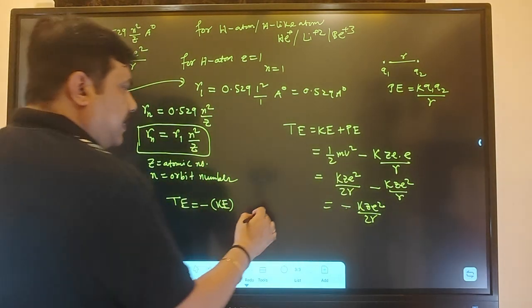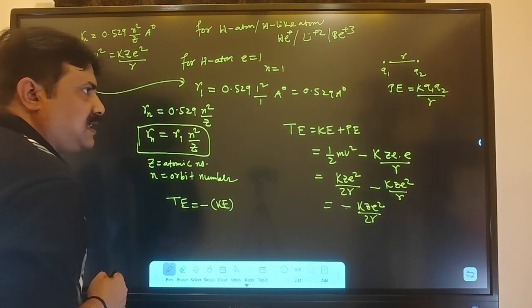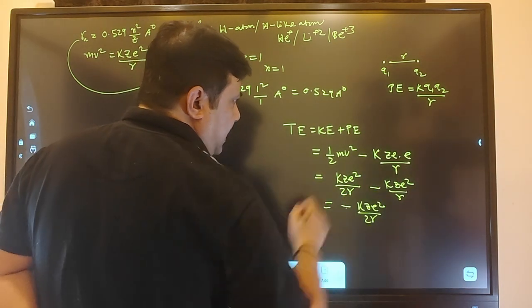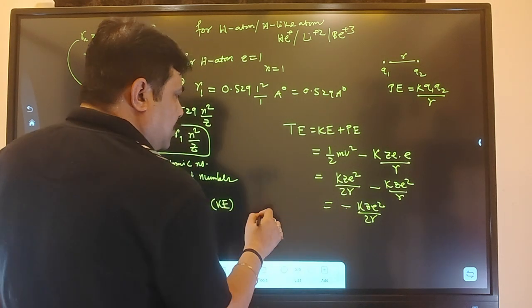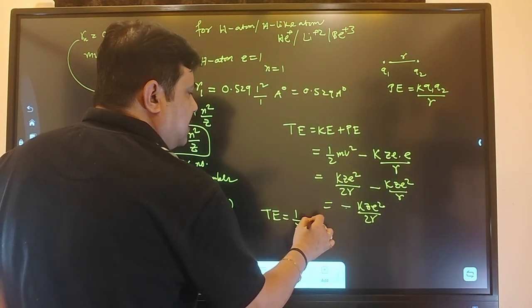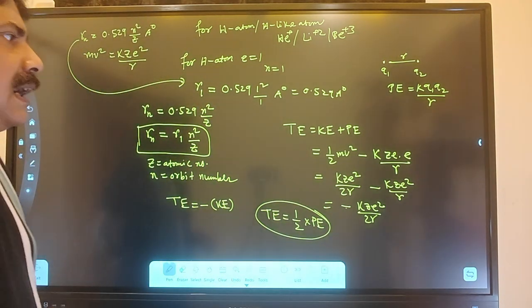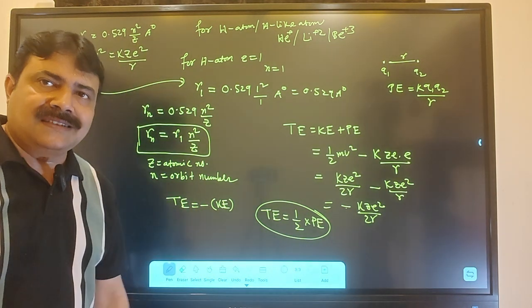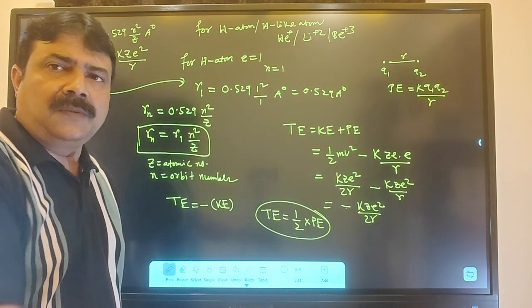In the same way, look at the potential energy versus total energy expression. If you multiply the potential energy by half, you will get the total energy. So total energy will be equal to half into potential energy. Both have a negative sign, but if you multiply potential energy by half, you get the total energy expression. These two relations are very important. Sometimes they give you the total energy or kinetic energy of the electron.